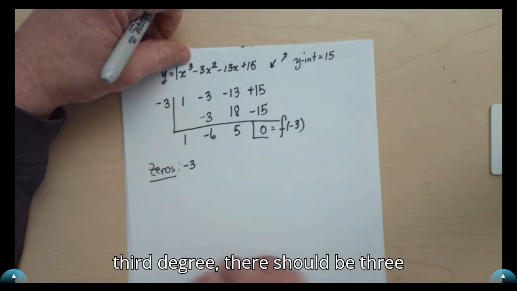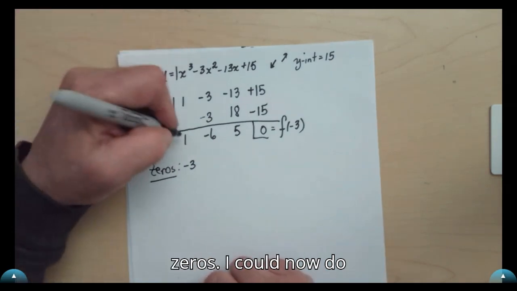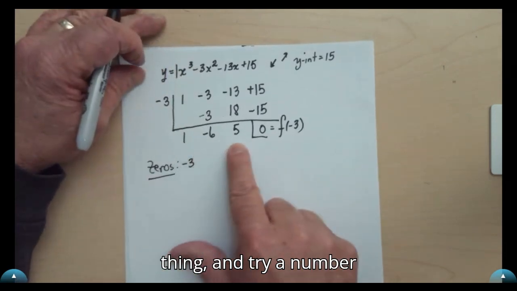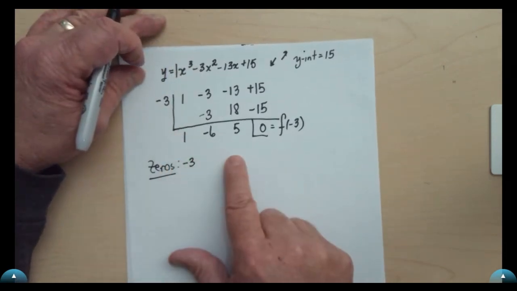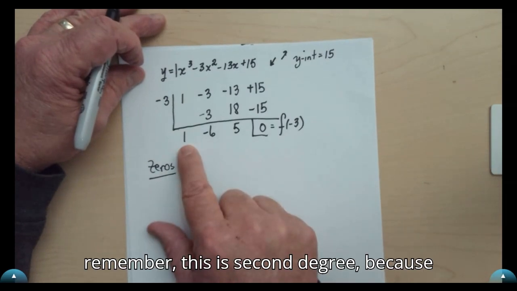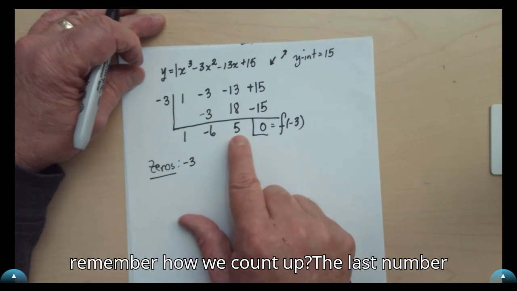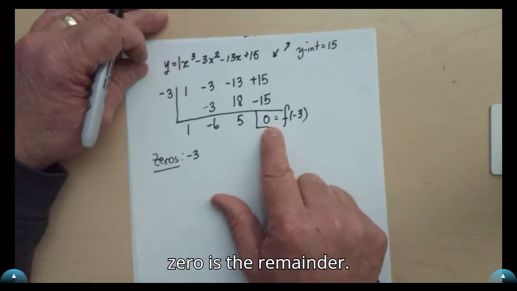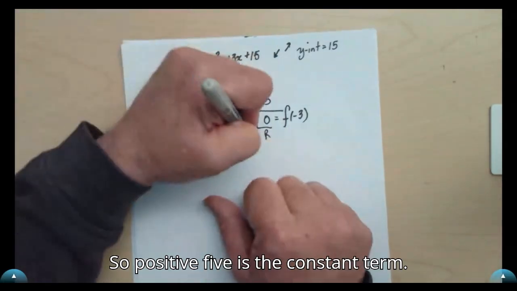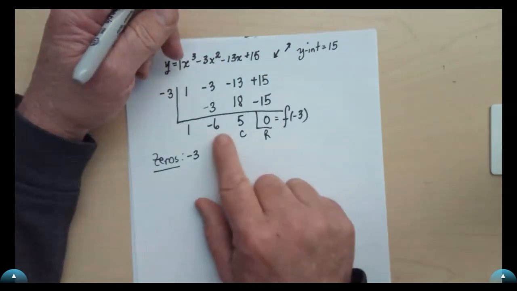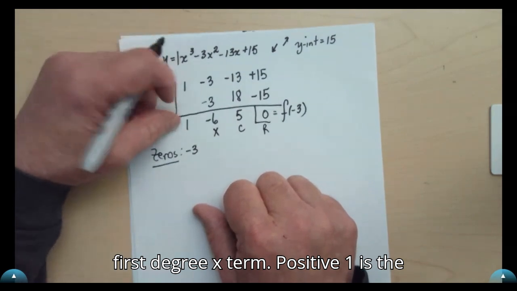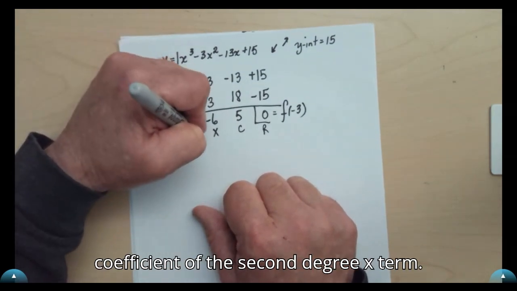Now, this is third degree. There should be 3 zeros. I could now do synthetic division on this thing and try a number and see if I could make the remainder be 0. But remember, this is second degree, because remember how we count up? The last number, 0, is the remainder. So +5 is the constant term. -6 is the coefficient of the first degree x term. +1 is the coefficient of the second degree x term.